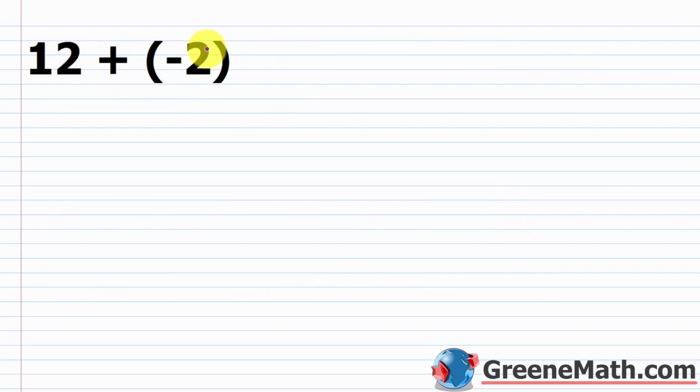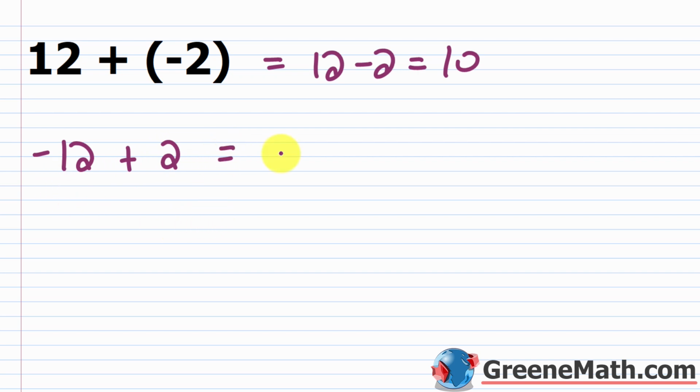What about 12 plus -2? Again, the absolute value of 12 is bigger than the absolute value of -2, so this will be positive. And then you could just subtract the larger absolute value minus the smaller. So this turns into 12 minus 2, which is 10. If I had -12 plus 2, well, now this is going to be negative.